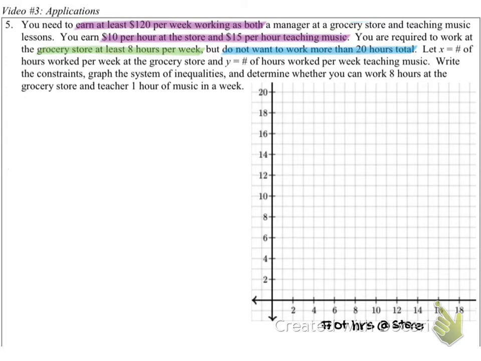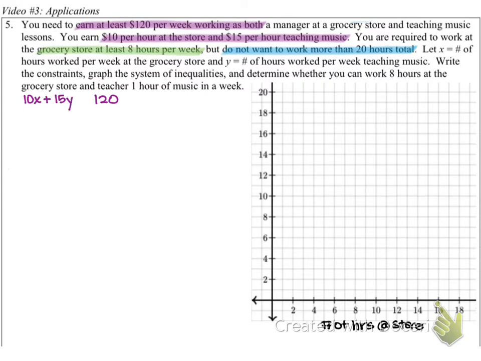So I'm going to go ahead and put the money on the right-hand side. So I've got 120. I'm going to do $10 per hour at the store. You'll notice I identified the variables for you too. So we're going to use X for hours at the grocery store. I'm assuming we're working at both places, so plus. And then $15 per hour teaching music.